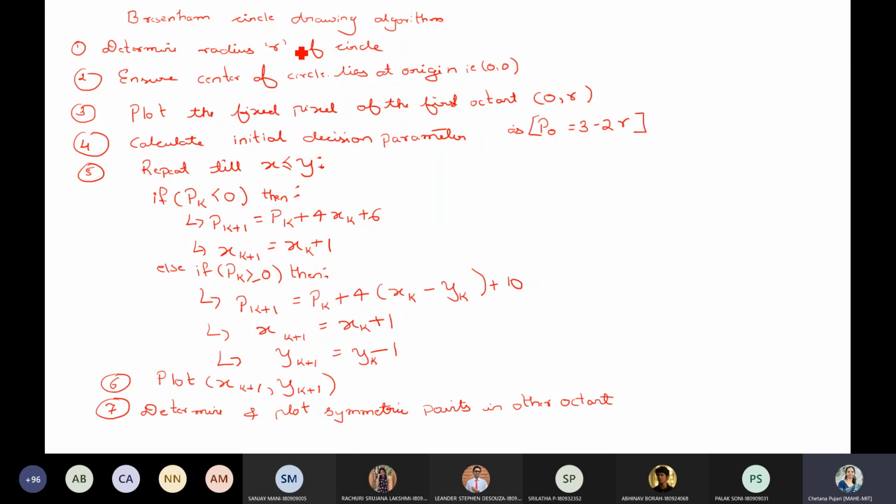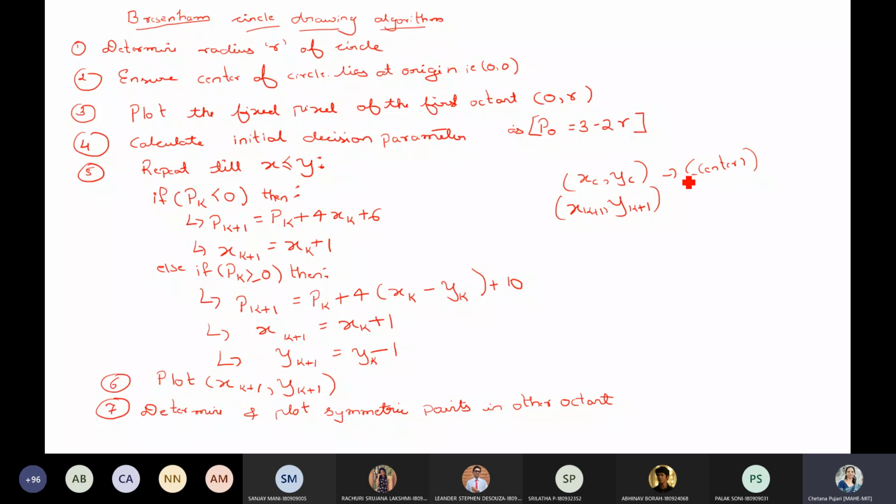So this is based on the assumption that your center point is 0, 0, right? Let's say your center point is not 0, 0, but xc and yc. If this is my circle center, what do you have to do? Using this equation, at every iteration you are going to calculate xk plus 1 and yk plus 1, using this algorithm.